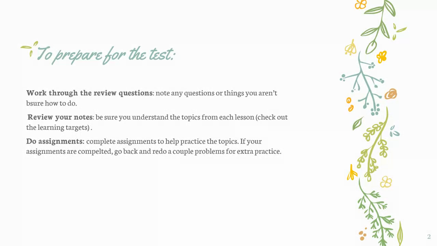Lastly, if you haven't already, do your assignments. Completing your assignments is a really great way to practice and get some extra practice before the test. If you're one of those awesome students who has kept up with your work and you've done the assignments, go back and pick one or two from each assignment and just try them. See what you remember, see how you do. That's a great way to prepare and get some extra practice for the test. Okay, so those are my helpful hints to help you prepare for the test that you will be taking this week.